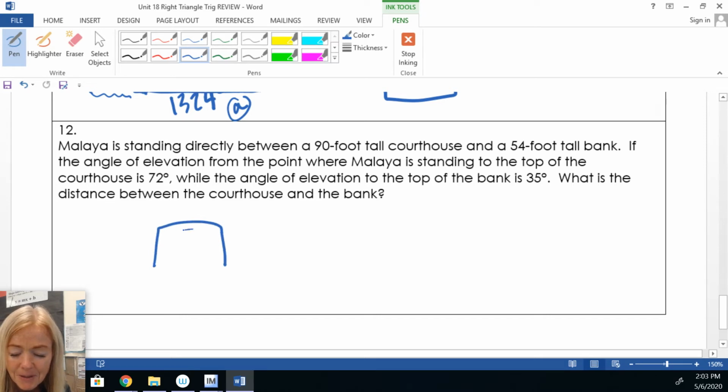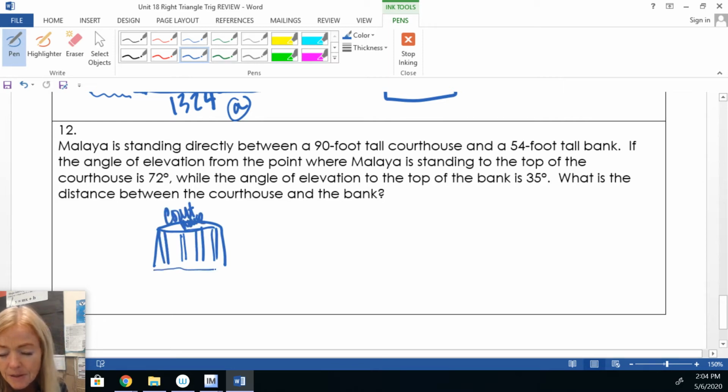So here's our courthouse. I don't know how to draw a courthouse, but all right, there it is. Okay, and then we have a bank over here. All right, so Michaela is somewhere in between, so I'll have to draw Michaela there. Okay, give her here.